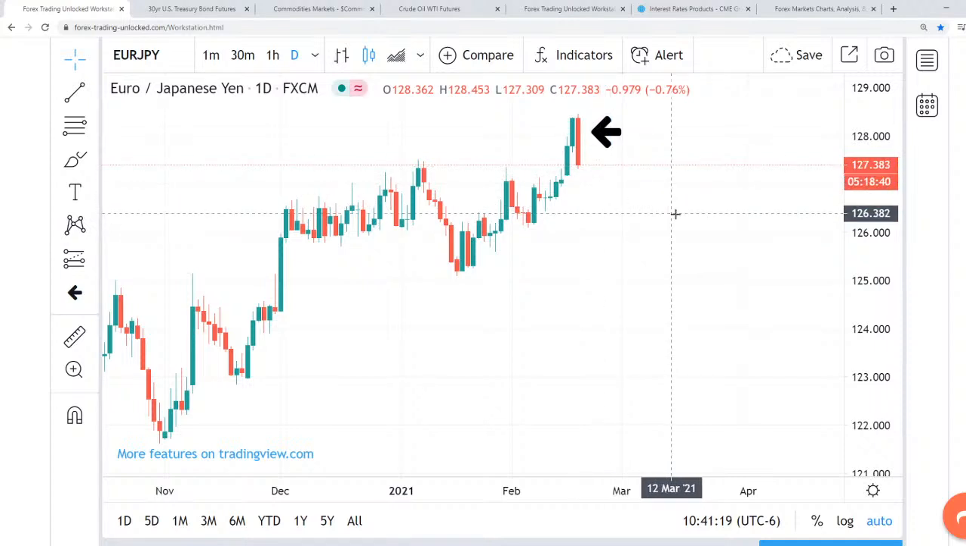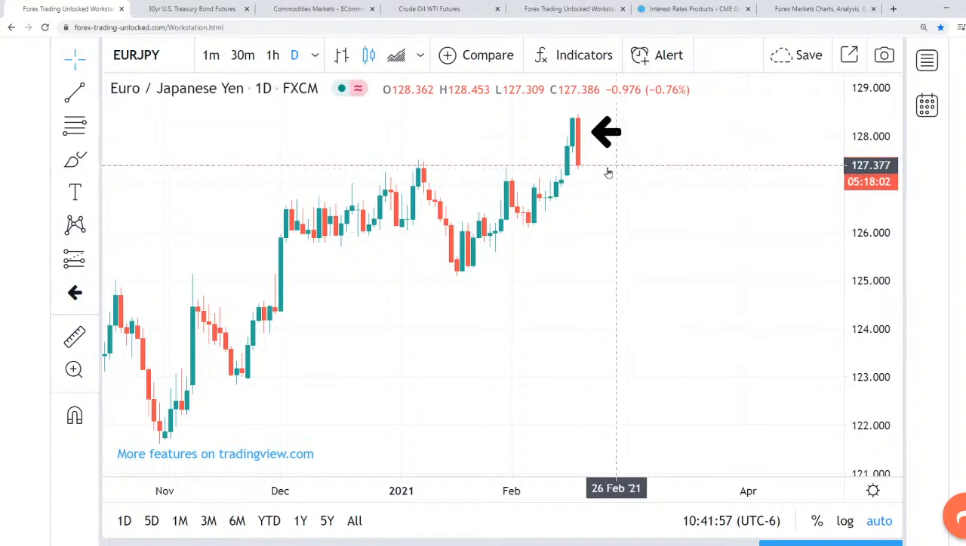Why is that important for us when it comes to the euro US dollar? Because the US dollar Japanese yen is strong. If the dollar is strong versus the yen, and the yen is strong versus the euro, well then the dollar is going to be strong versus the euro. Let me say that once again to be clear for you. If the yen is strong versus the euro and the dollar is stronger than the yen, then the US dollar will be stronger than the euro. Makes sense? It's just a relationship like that.